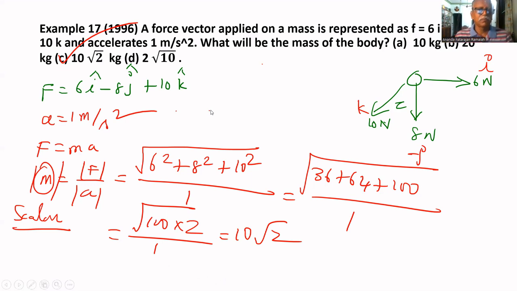Shall I move to the next sum? To find a modulus, we have to put the square root of the sum of magnitude squares.